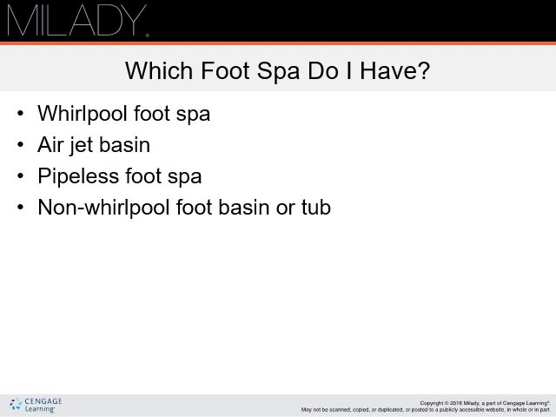Air jet basins use a blower to force air through small holes in an air channel, creating an overall bubbling massage. Water does not circulate through these air channels. Pipeless foot spas use impellers, the rotating blade of a pump, to circulate the water. This type of foot spa is easily cleaned and disinfected. A non-whirlpool foot basin or tub does not circulate water. It can be connected to running water, and a drain can be portable.